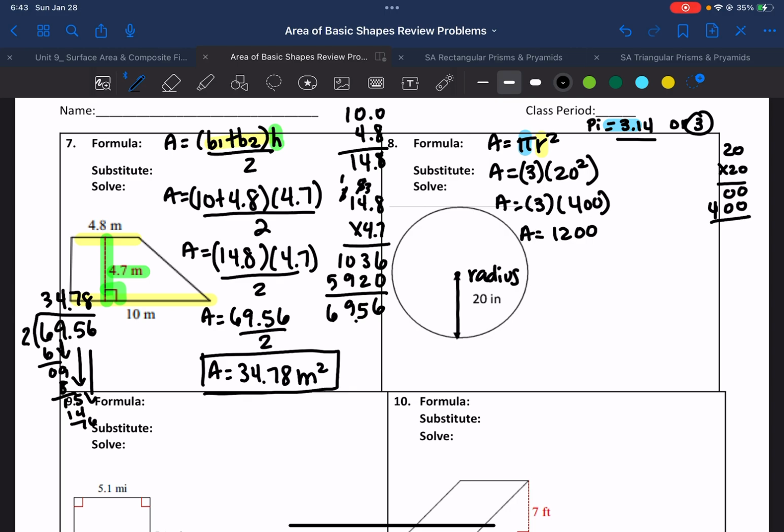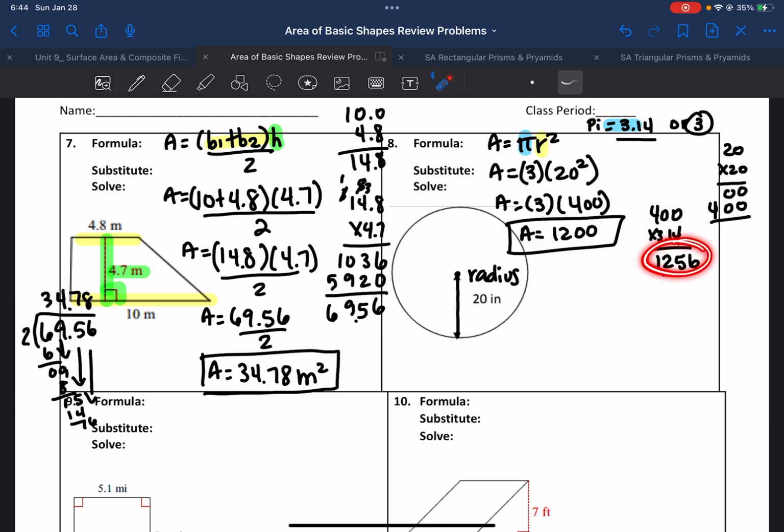Now, if you do 3.14, it doesn't change by much. I'm going to use my calculator to show you. If I multiply, of course, we're going to do 20 times 20. That's still 400, okay? But then I'm going to multiply by 3.14. The only thing that changes if you do 400 times 3.14 is that you get this, okay? So, if we have multiple answer choices, you get 1200. You're going to look for the one that's just a tiny bit higher, like this one, okay?